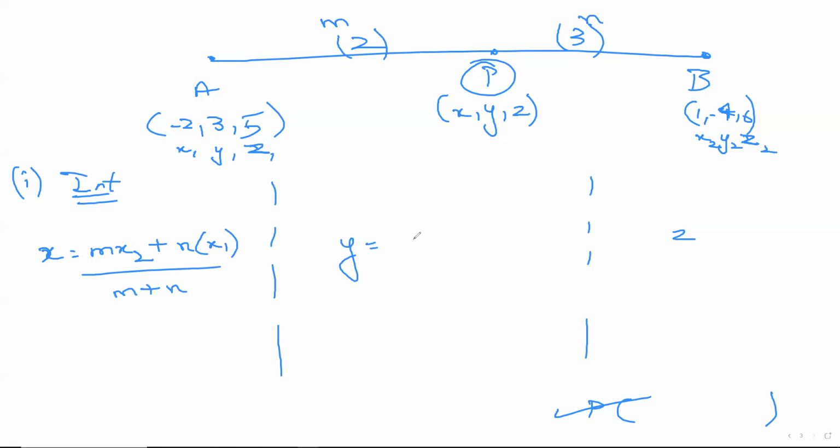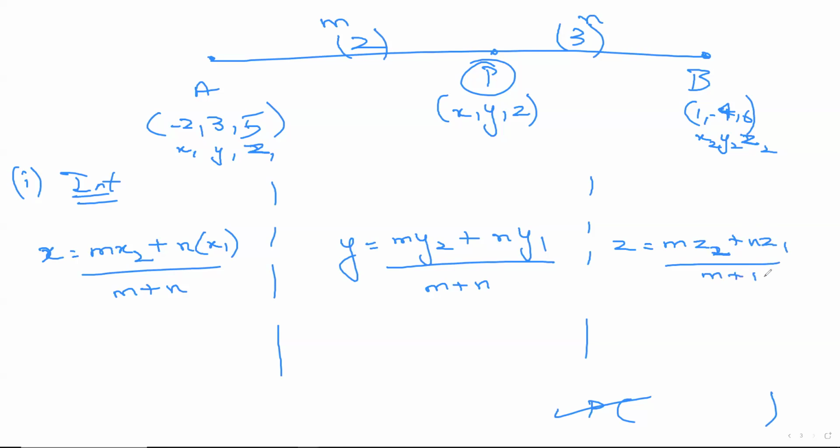Similarly, if I'm trying to frame a formula for Y, I'll write M Y2 plus, because it is internal, N Y1 divided by M plus N. Same thing with Z. Since it says Z, you'll focus only on the letter Z, not X or Y. So Z will be equal to M Z2 plus N Z1 divided by M plus N. That's all. Now I'll start off with the answer.